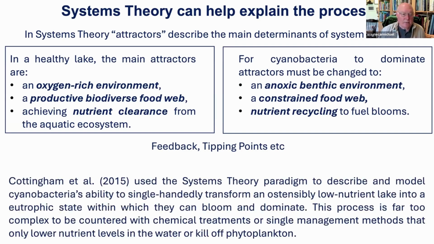So in 2015, a group headed by Cottingham Lab used that systems theory paradigm to describe and model cyanobacteria's ability to transform low nutrient lakes into a eutrophic state in which they bloom and dominate. And in describing that system, as you can imagine, the process is complex. It's really too complex to be countered with simple chemical treatments or single management methods that can lower nutrient levels, like binding phosphorus or killing the phytoplankton, but they don't affect long-term remediation or prevention.